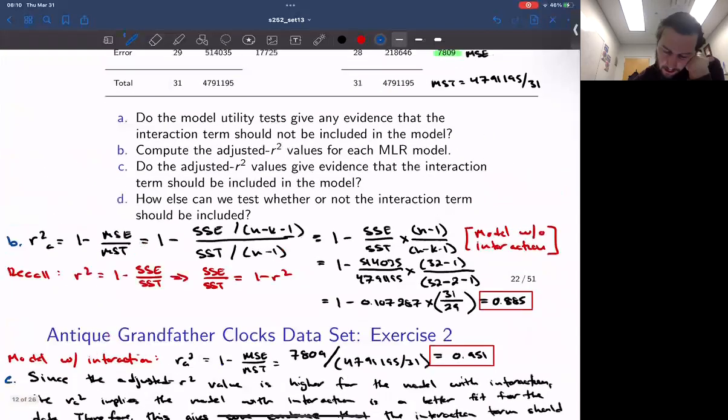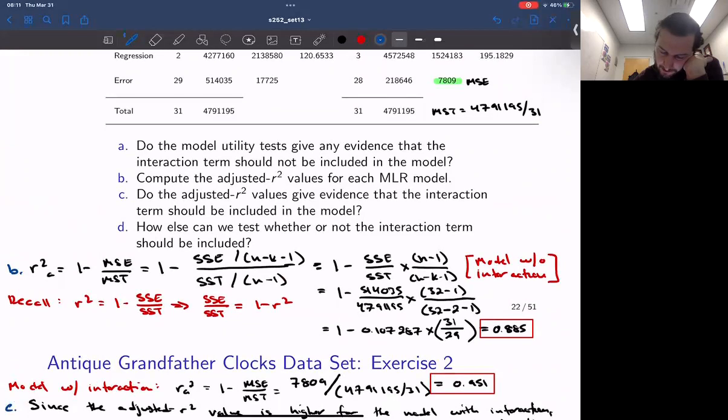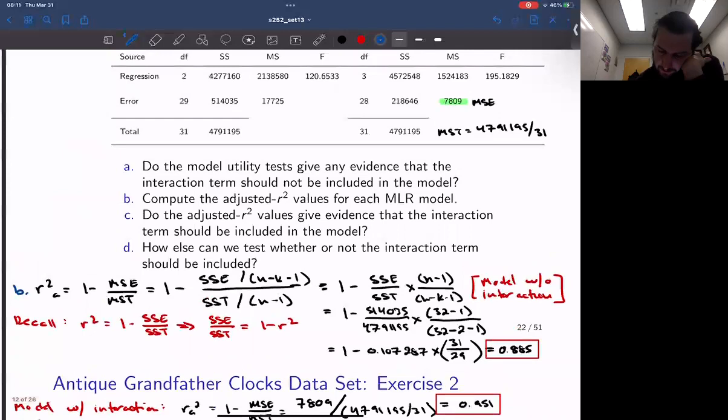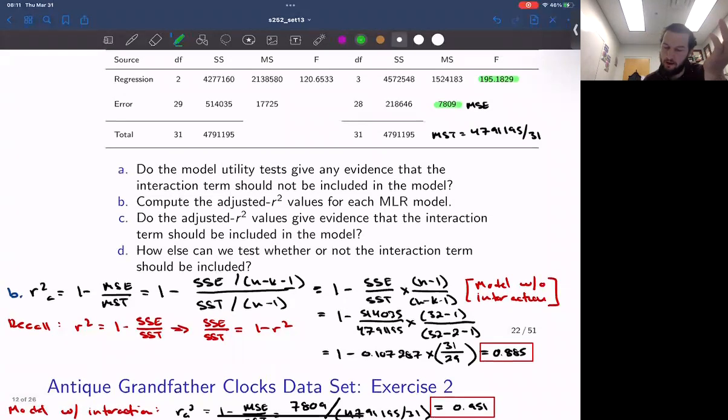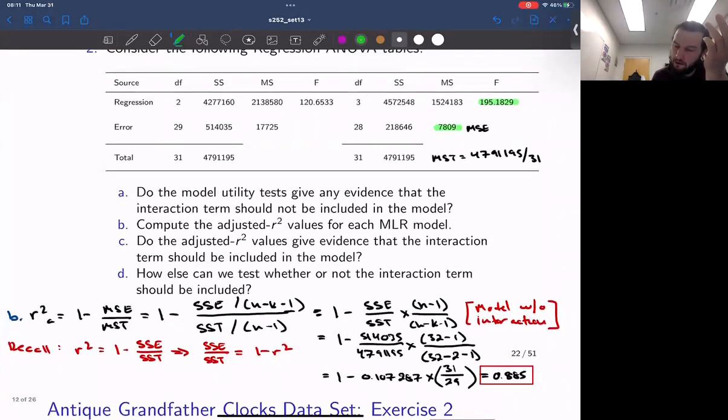Part A says, do the model utility tests give any evidence that the interaction term should not be included in the model? When we look at the output, we have this F value here. There are actually two different model utility tests being conducted because we have two different ANOVA tables. We have the F value that I highlighted, which is for the interaction model.